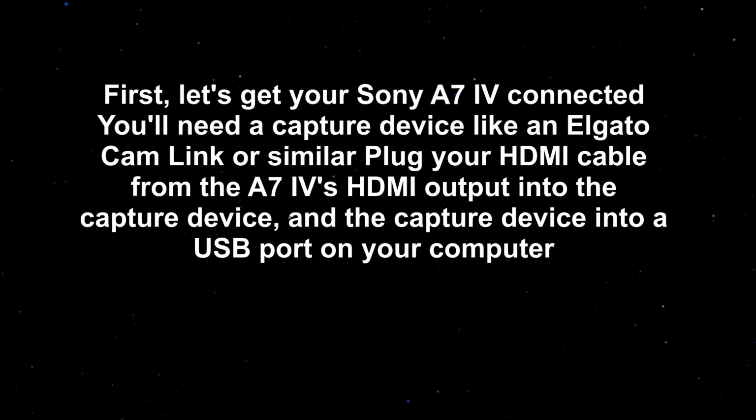You'll need a capture device, like an Elgato Cam Link or similar. Plug your HDMI cable from the A7 IV's HDMI output into the capture device, and the capture device into a USB port on your computer.